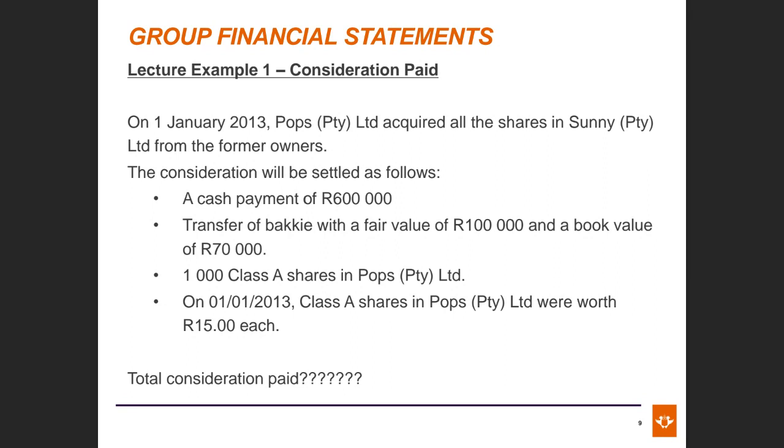And then we also need to determine what the acquisition date is in this situation. What is the acquisition date? Okay, well done. The acquisition date is the 1st of January 2013. So it's important that you identify these two things. And now we need to ask, what is the total consideration paid? Who can tell me what is the total consideration paid by Pops for Sunny? You can just type your answer in the chat.